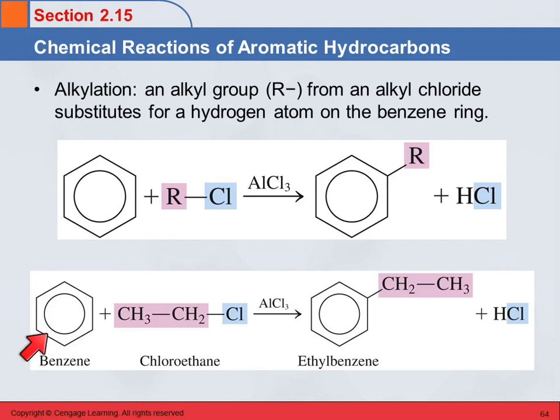Here's a specific example. Here we have chloroethane, or ethyl chloride, depending on which system you're using. This ethyl group can substitute for a hydrogen on the benzene ring. Then you get ethylbenzene, and your product is hydrogen chloride. So that can happen with pretty much anything.